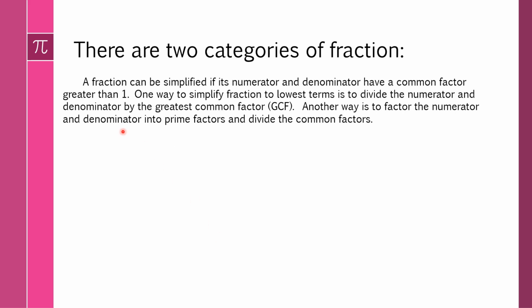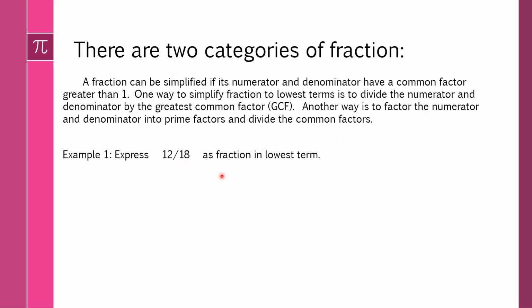A fraction can be simplified if the numerator and denominator have a common factor greater than 1. One way to simplify a fraction to the lowest term is to divide the numerator and denominator by the greatest common factor, or the GCF. Another way is to factor the numerator and denominator into prime factorization and divide the common factors.